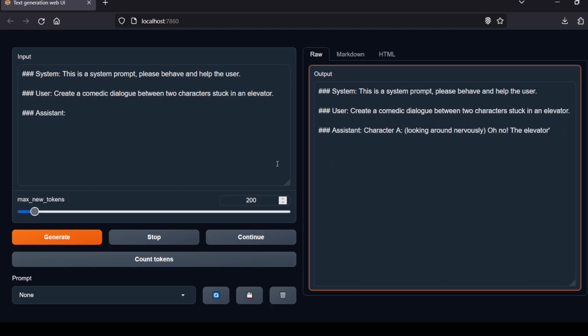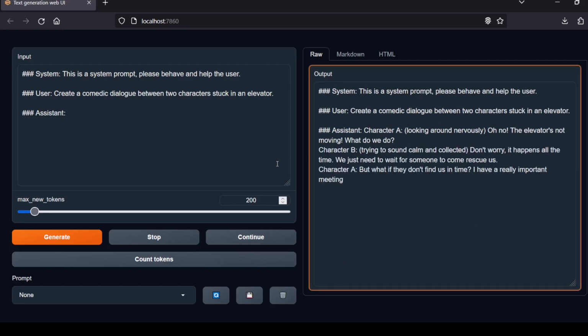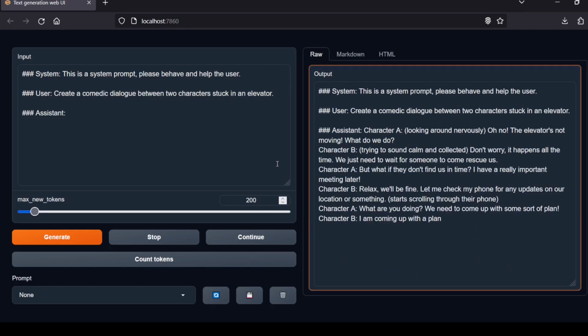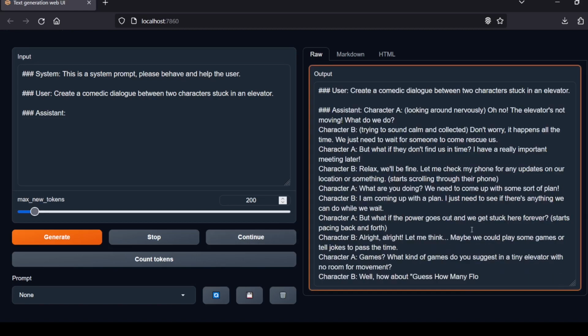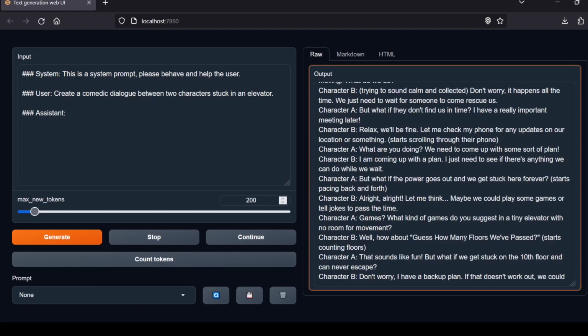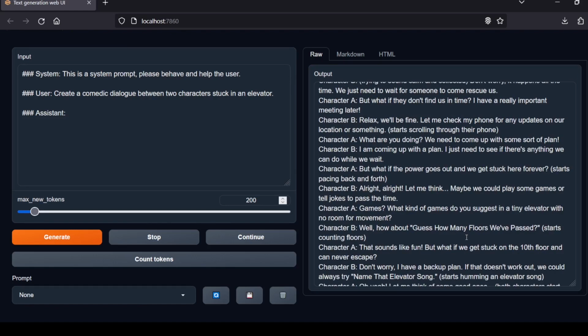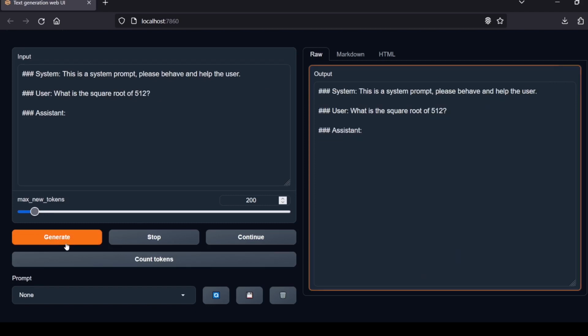Create a comedic dialogue between two characters stuck in an elevator. This dialogue wasn't bad for an AI model. Lab rating, pass. Next question. What is the square root of 512?